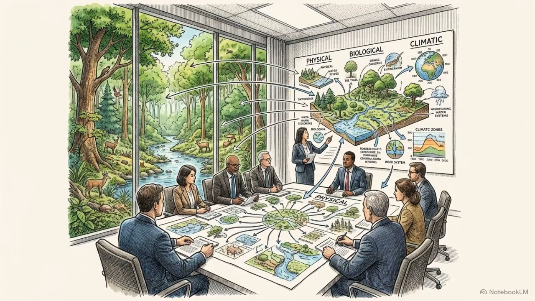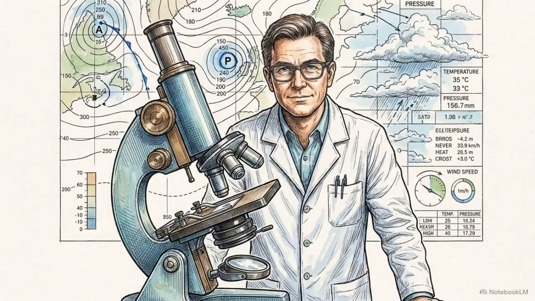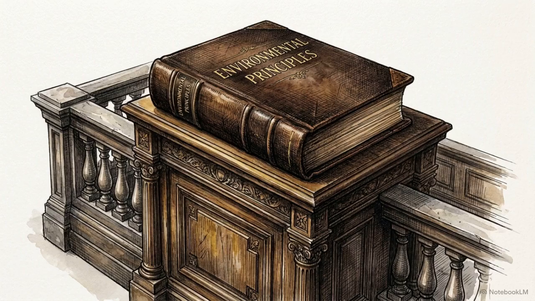Once you can accurately categorize a variable as biotic, physical, climatic, or edaphic, you can start analyzing how human policy interacts with it. Categorizing the Earth's systems is only half the battle. Science gives us the data, but managing human industry requires translating that data into legal rules of engagement. This is the role of environmental principles.